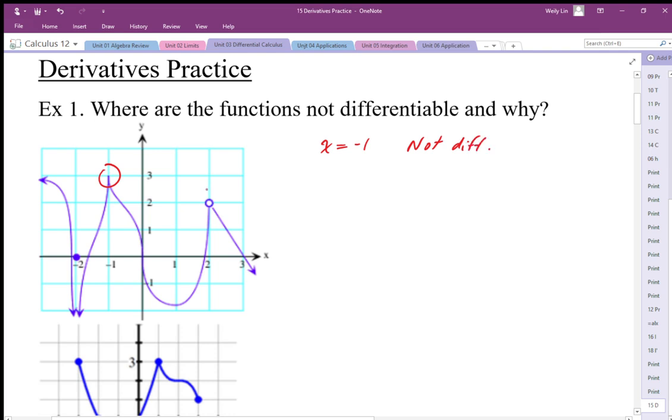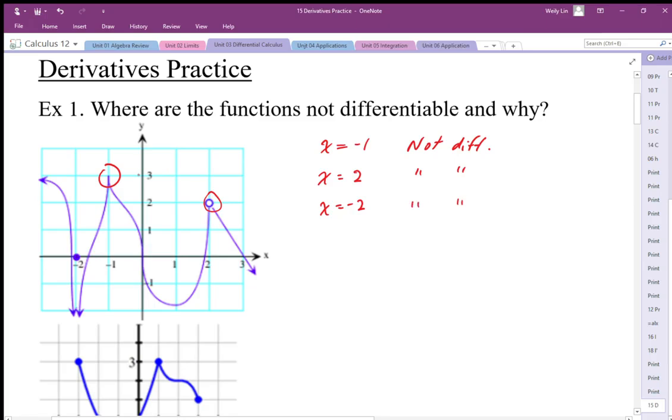Here, the limit is kind of at a kink, but that's not why it's not differentiable. It's because it's not defined at x equals 2. So at x equals 2, it's not differentiable. At x equals -2, it is discontinuous. So at x equals 2 and -2, it's discontinuous. There's a hole there. It's not defined. It is not differentiable because of discontinuity.